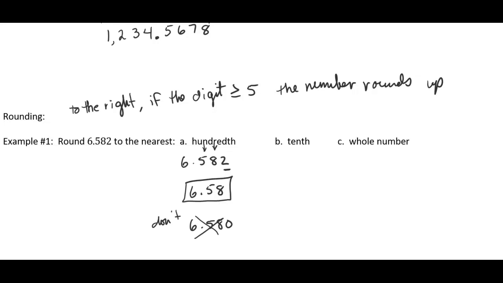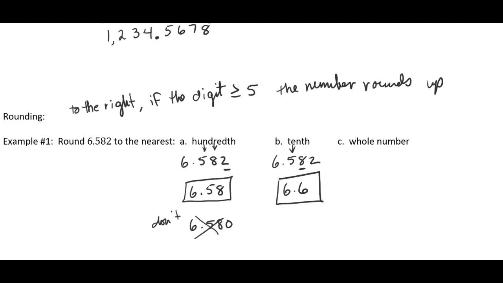Now, we take the same number, 6.582, the original number, and now we want to round to the nearest tenth. We look at the tenths column, and we look to the right: 8. That's more than 5. So this time it's going to round up. We're going to get 6.6. Again, we're just going to leave it like that.